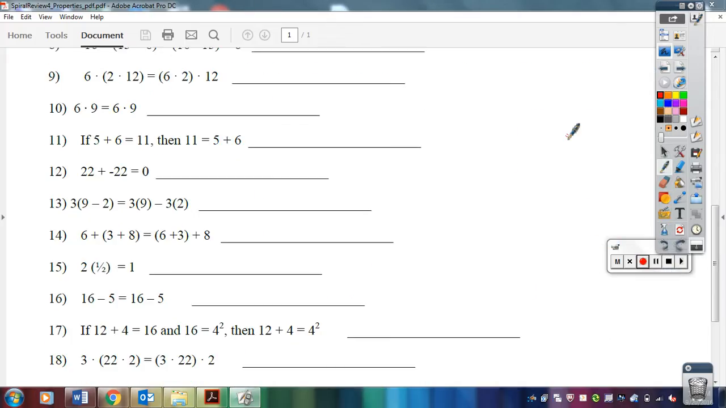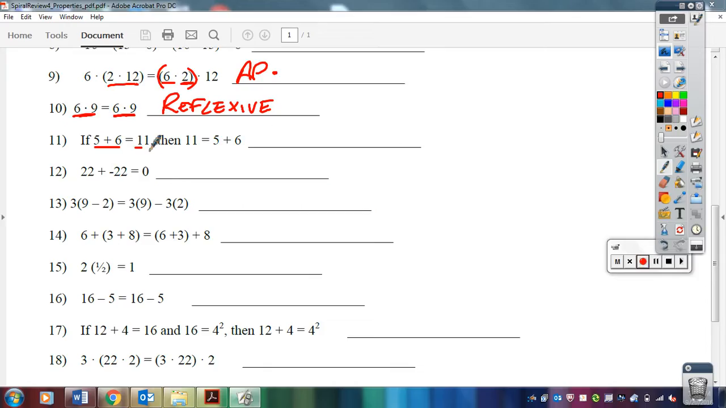Number 9, 6 times 2 times 12, 6 times 2 times 12. Again, the order stayed the same, but 2 is hanging out with 12, and now 2 ditches 12 and hangs out with 6, and 12 is being left out. That's the associative property of multiplication, the 8th grade girl property, bullying property. 6 times 9, 6 times 9, the same thing. Well, it's not the associative property, but it's the same thing twice. That's called the reflexive property. The reflexive property, not reflective, reflexive property, so it's the same thing on both sides.